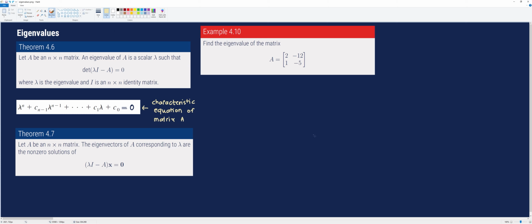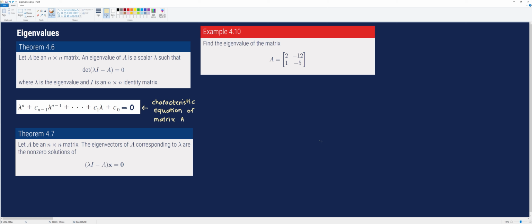Hi, in this video, I will demonstrate how to identify the eigenvalues and eigenvectors of a matrix. The scalar denoted by the Greek letter lambda is called an eigenvalue of the matrix A. To help us solve eigenvalues, let's have the theorem about it.